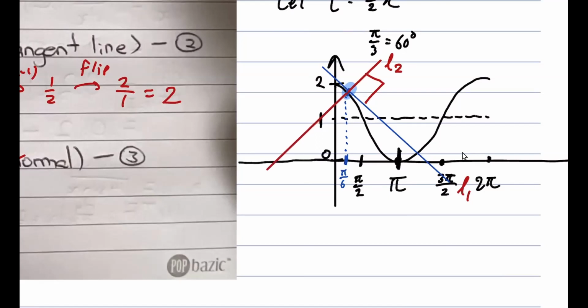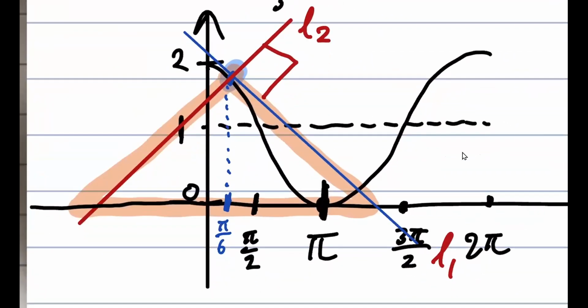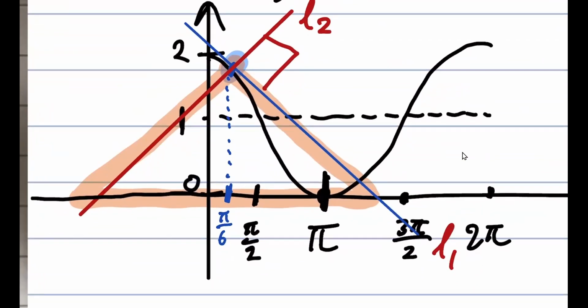So let's extend this red line. So where's the triangle? Here, right? Can see all. So in this case, what angle does it make over here? 90 degrees. 90 degrees. So we can do what? Half times.